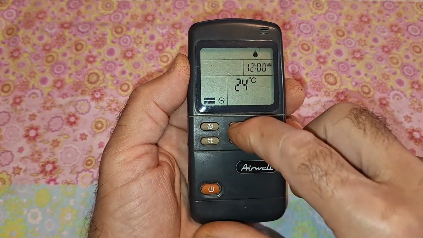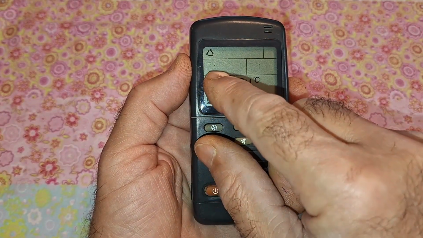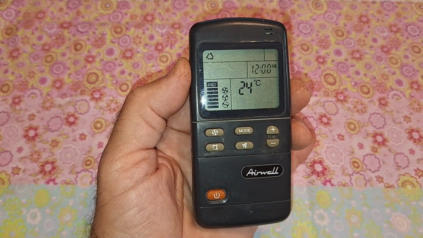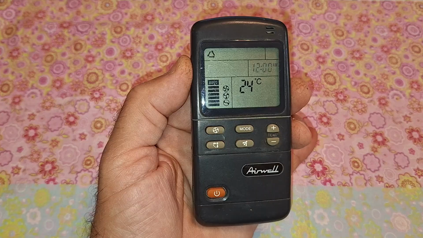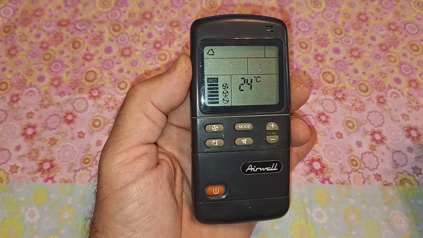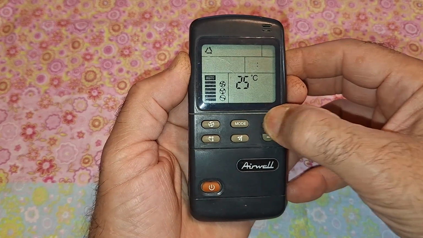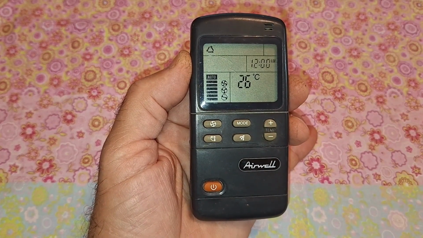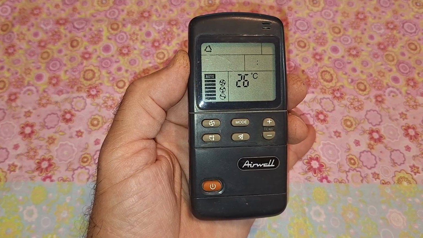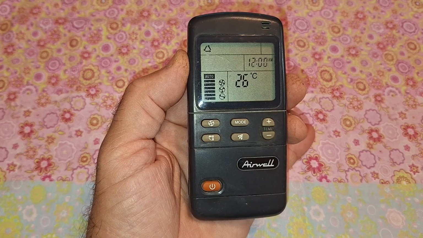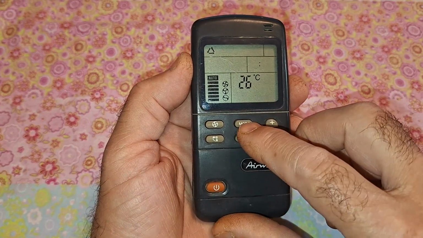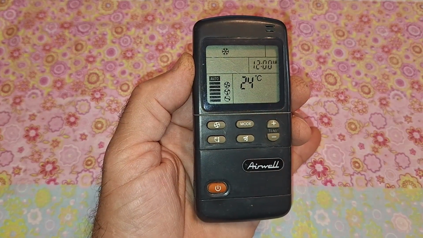We press the mode button again and see this symbol on the screen. Now the air conditioner is in auto mode. In this mode, the air conditioner tries to maintain the temperature in the house at the set level. For example, if we set the temperature to 26 degrees Celsius, if the room temperature is lower than this indicator, the air conditioner will work in heating mode, and if it is higher, the air conditioner will work in cooling mode. We return to cooling mode by pressing the mode button again.